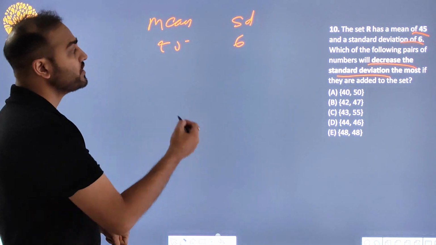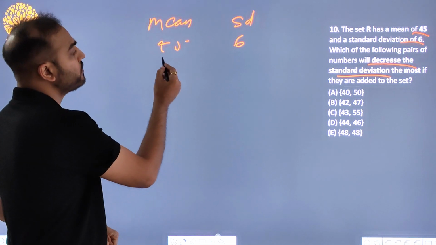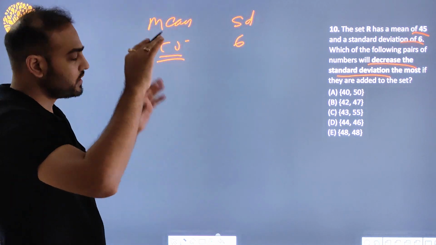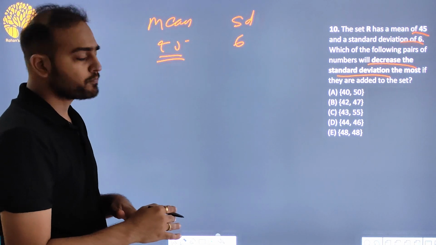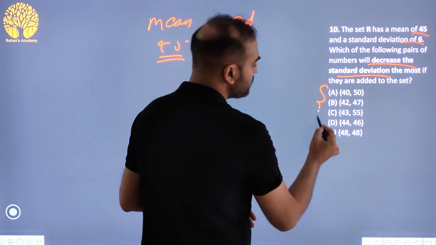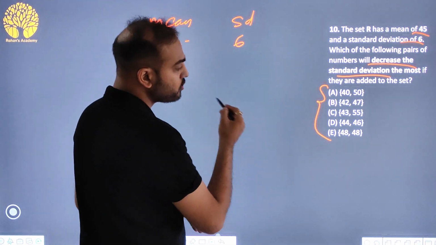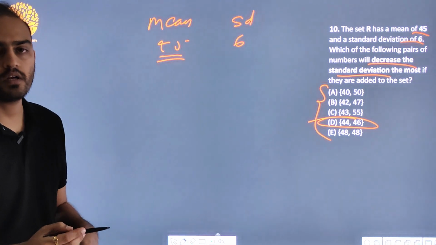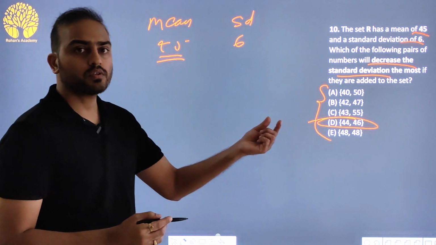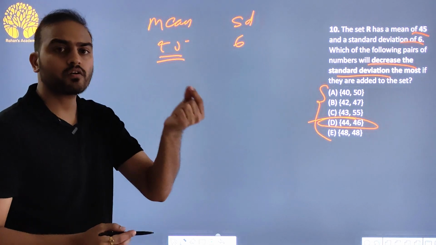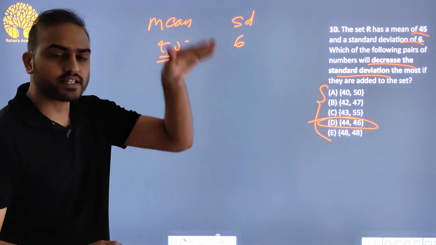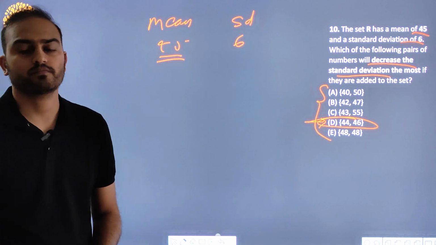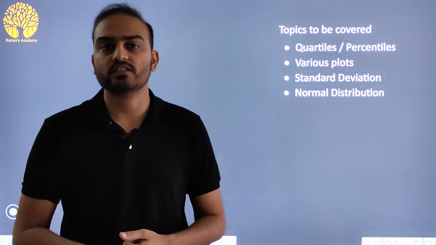So what do we do? We add a value which is as close to 45 as possible, because that will decrease your standard deviation a lot, right? If you look at the options, the values closest to 45 are 44 and 46. What will 44 and 46 do? They will introduce a deviation of 1. What will 1 do to 6? Decrease it a lot. So 44 and 46.